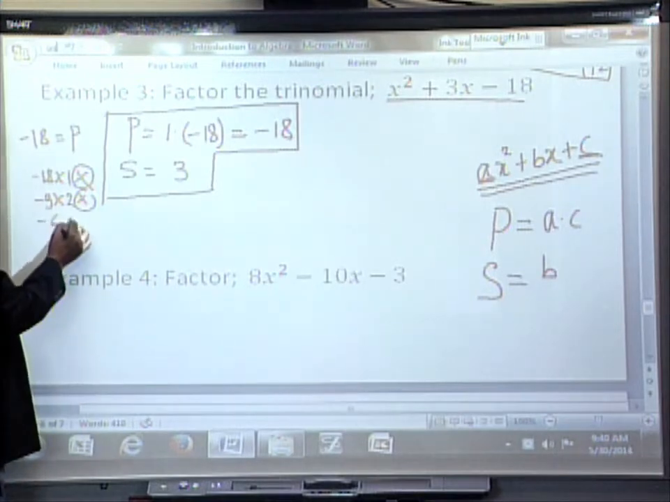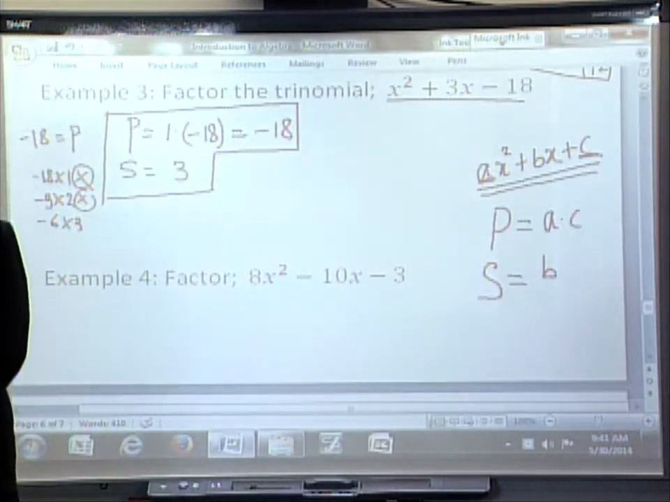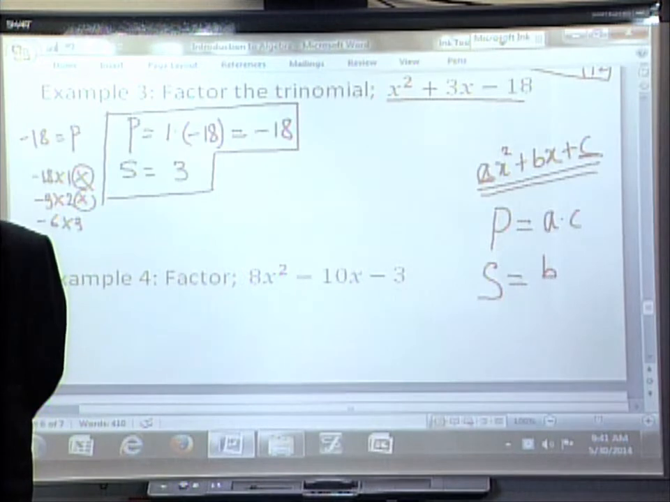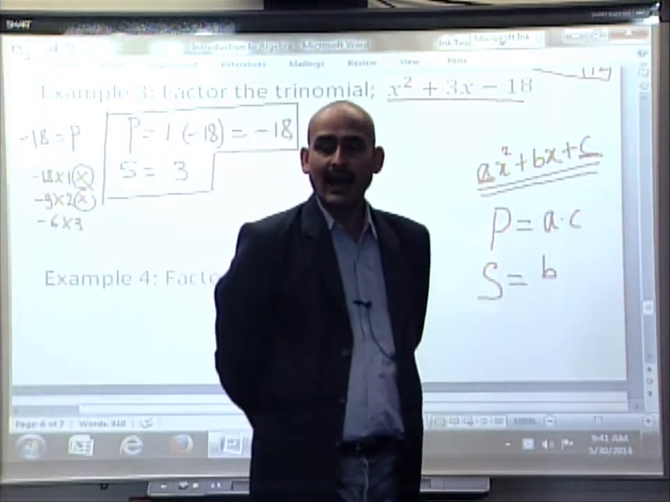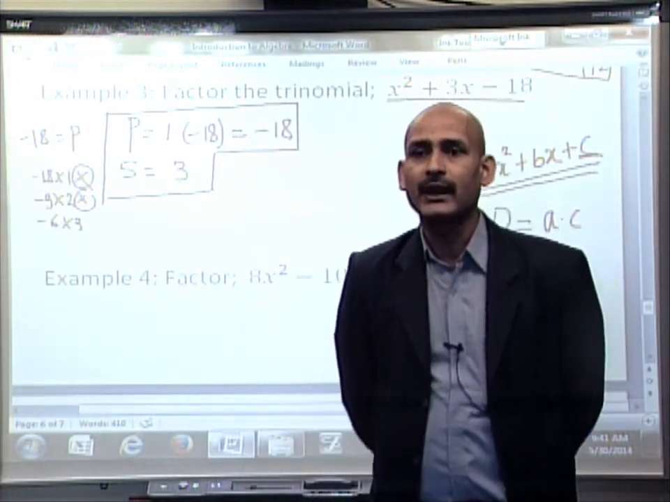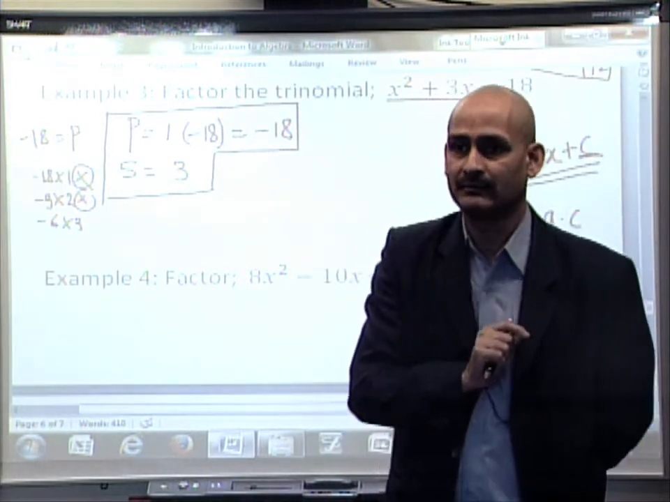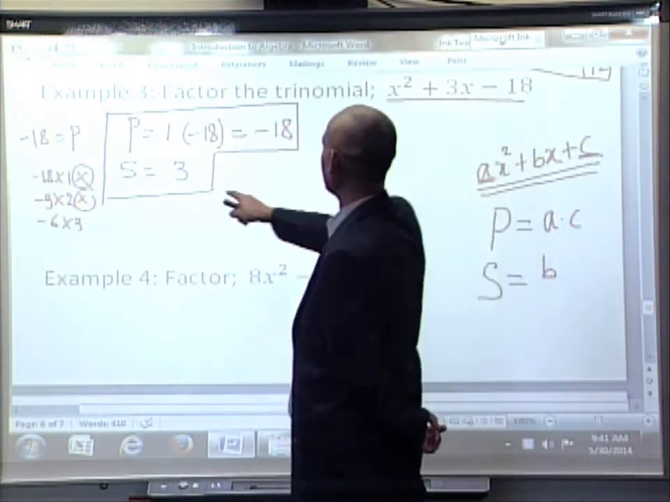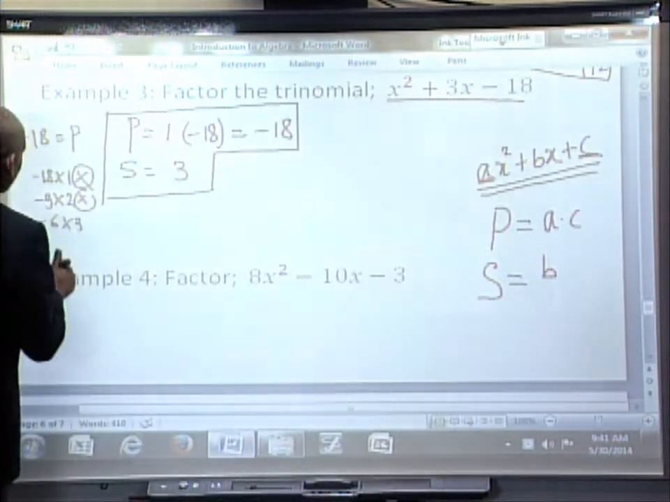Let's say negative 6 times 3. This is also negative 18. If I add negative 6 and 3, will I get a positive 3? Looks like it might be okay. However, if we add negative 6 with 3, we get negative 3. We don't want negative 3, we want the positive 3. This is the quantity we want as the sum. Well, we are very close.